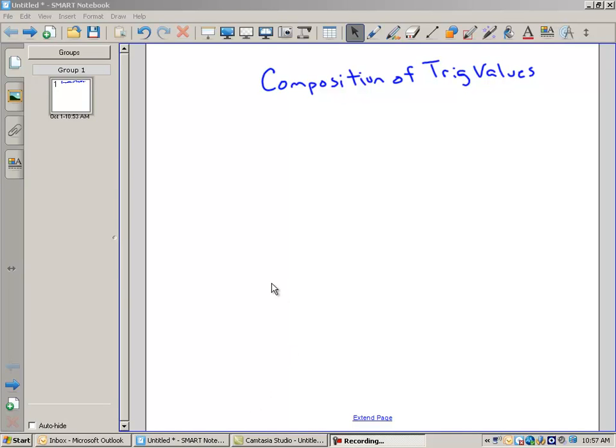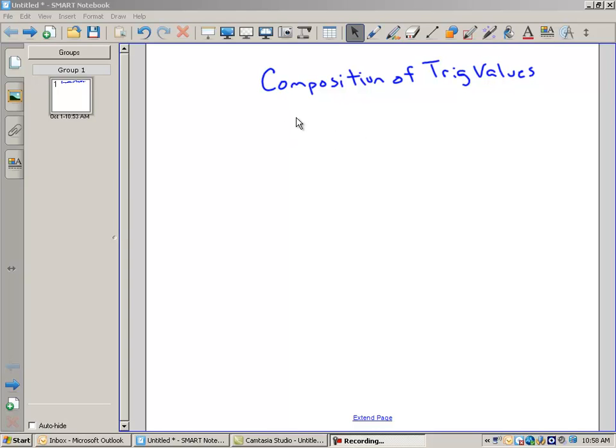Well, hello again. We are going to be doing composition of trig values today, and I am at school in my room, so there might be some extra noise outside. There's some people walking around outside, so if you hear a lot of banging around, it's not crazy chaos at my house, it's crazy chaos in the hallway.